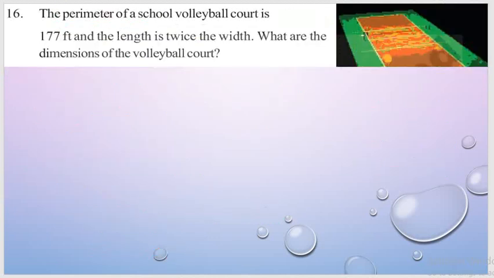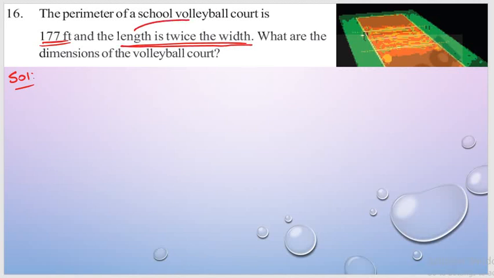Next, one more problem related to perimeters. Now there is a volleyball court. The perimeter of this volleyball court is 177 feet and the length is twice its width. We have already discussed how the volleyball court will be in a rectangular shape. Here the given units are feet, right? One more thing you need to observe is that the length is twice its width.